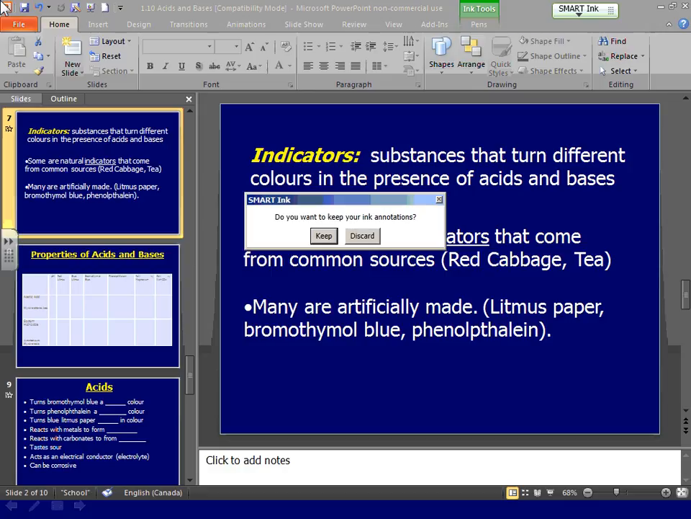So red litmus stays red. What are you doing over here? And the blue litmus turns red. So we put the blue in the same one. It turns red. So the red litmus stays red, and the blue litmus turns red. Beautiful.